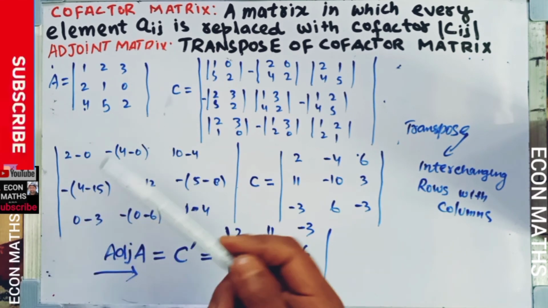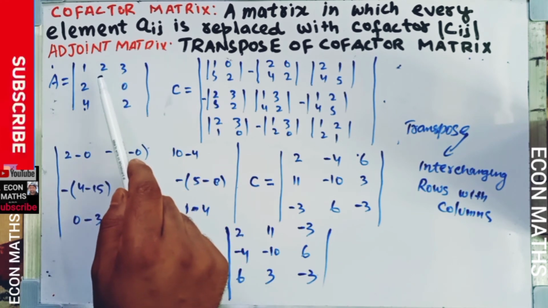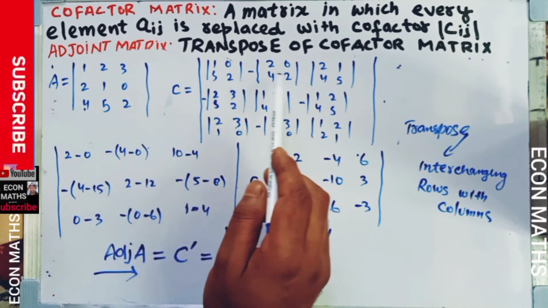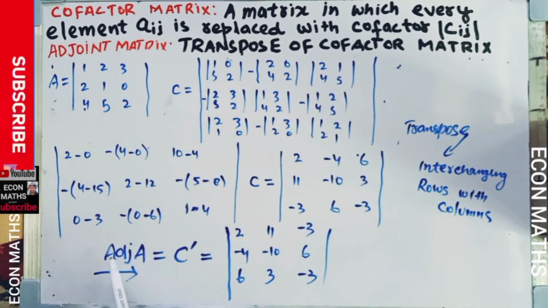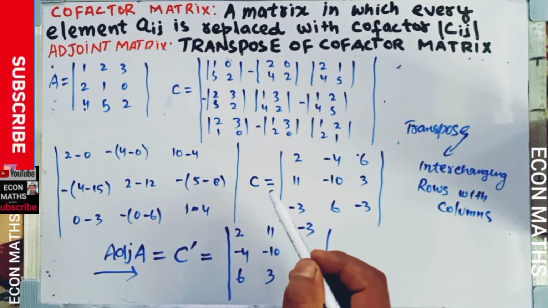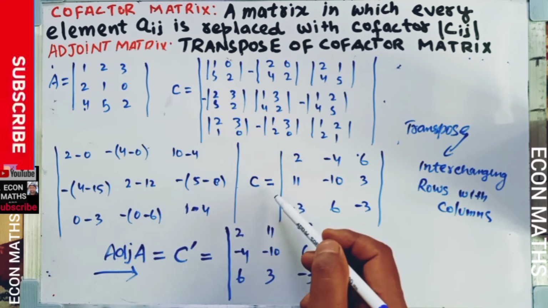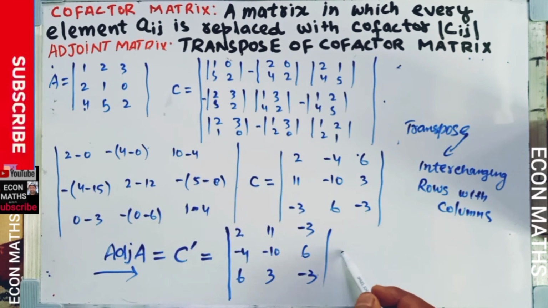Now I repeat quickly, if A was given to us as a matrix, then first we found the cofactor matrix. After that, to find the adjoint matrix, we transpose the cofactor matrix. That is, we transpose this matrix. The resulting matrix will be the adjoint matrix. So this was all about the cofactor matrix and adjoint matrix.